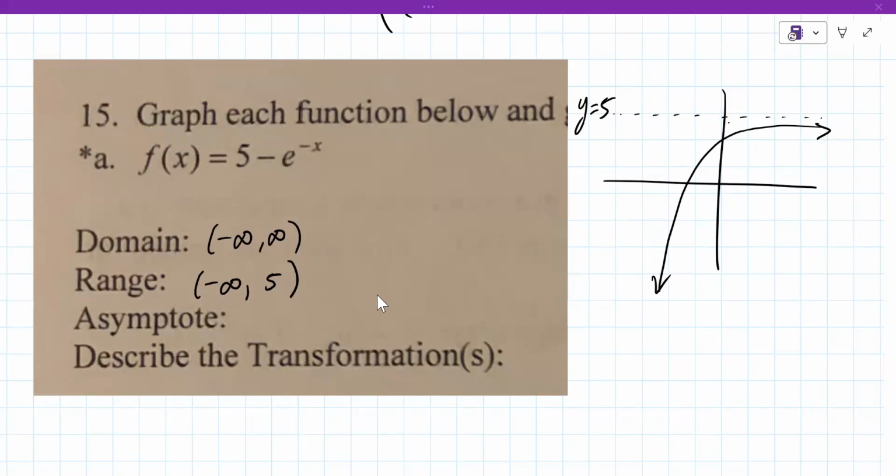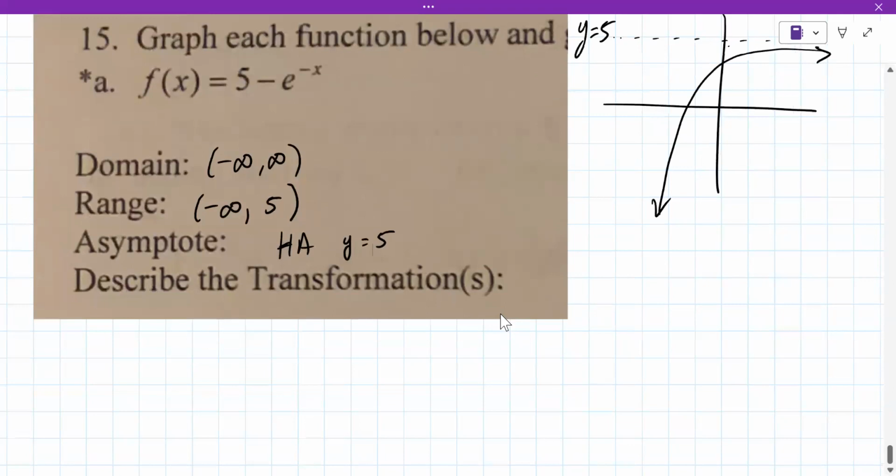Asymptotes. This one has a horizontal asymptote at y equals 5. The horizontal asymptote is always this number. It's really the vertical drift of the graph, which we'll get to in the transformations in a moment. There's no vertical asymptote though, just the horizontal in this case. Okay, let me actually rewrite the function.